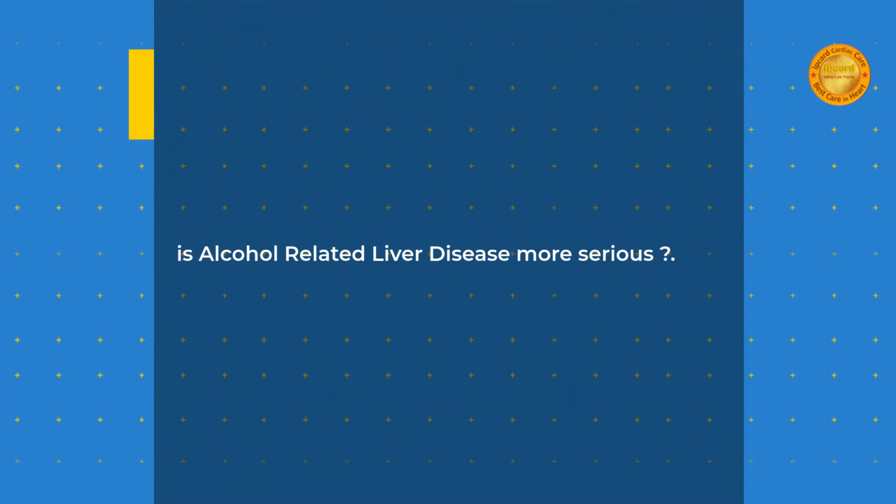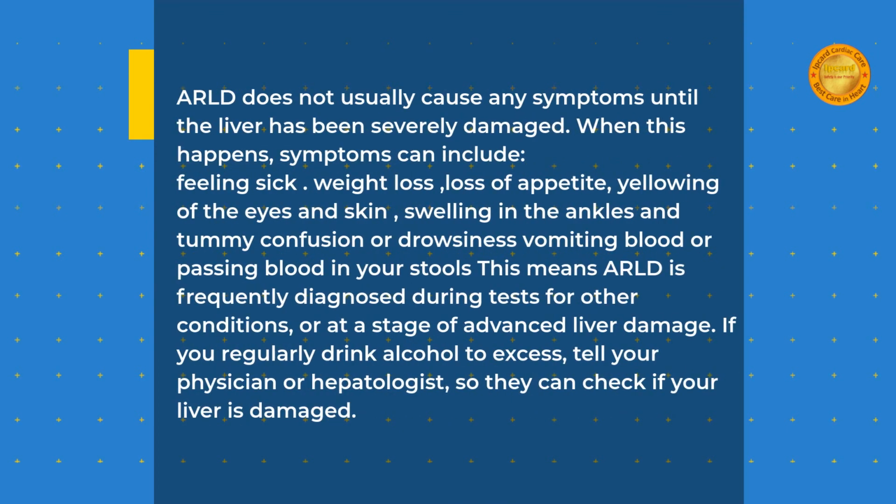Is alcohol-related liver disease more serious? ARLD does not usually cause any symptoms until the liver has been severely damaged. When this happens, symptoms can include feeling sick, weight loss, loss of appetite, yellowing of the eyes and skin, swelling in the ankles and tummy, confusion or drowsiness, vomiting blood or passing blood in your stools. This means ARLD is frequently diagnosed during tests for other conditions, or at a stage of advanced liver damage. If you regularly drink alcohol to excess, tell your physician or hepatologist, so they can check if your liver is damaged.